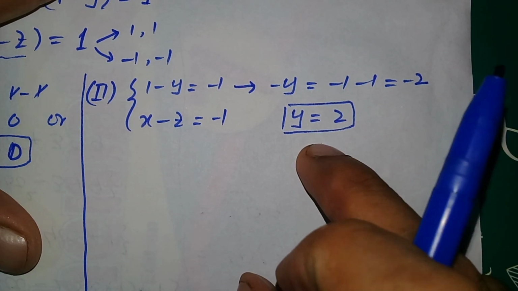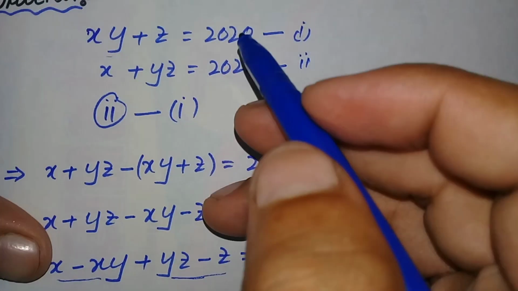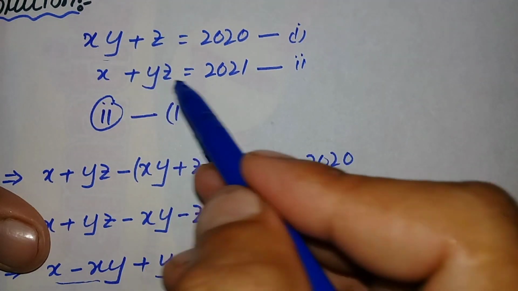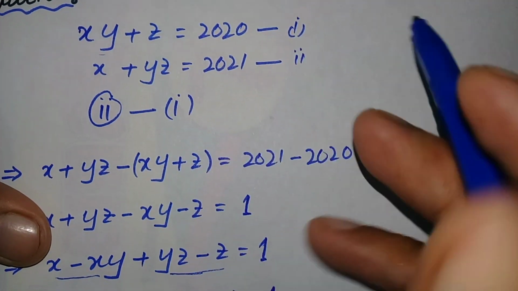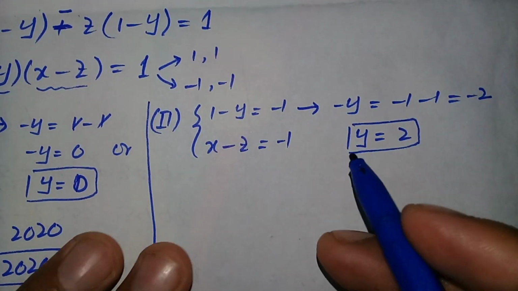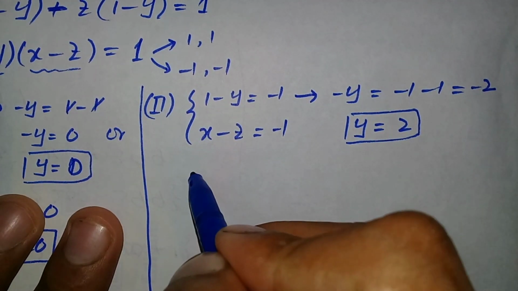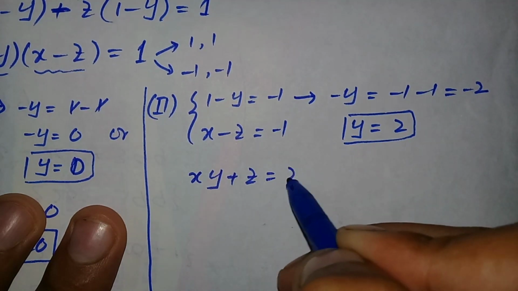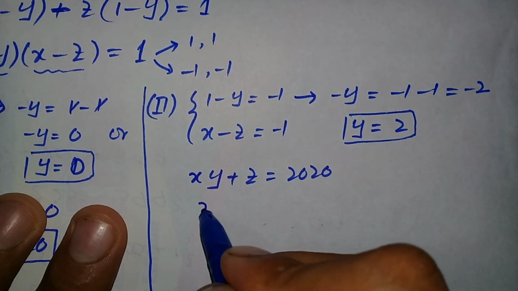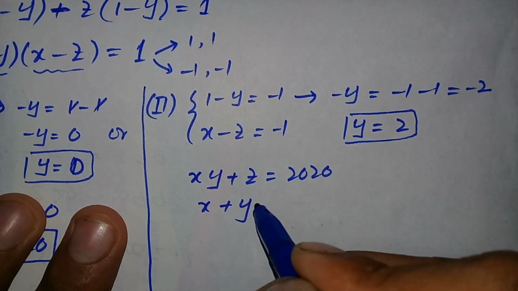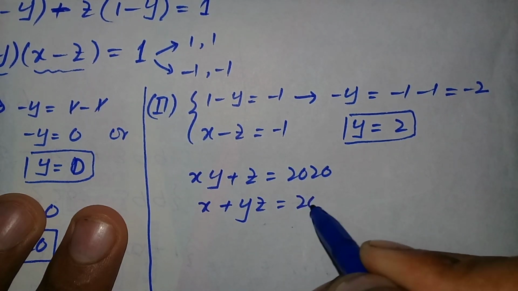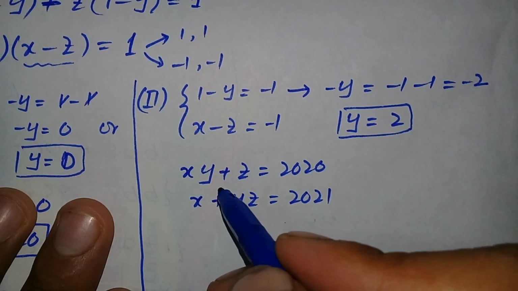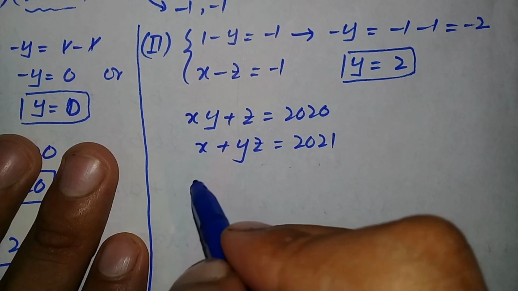Now we will put this value of y in these two equations to find the value of x and z. So first we will write these two equations, and then we will put the value of y. These two equations are xy plus z is equal to 2020, and the second equation is x plus yz is equal to 2021.